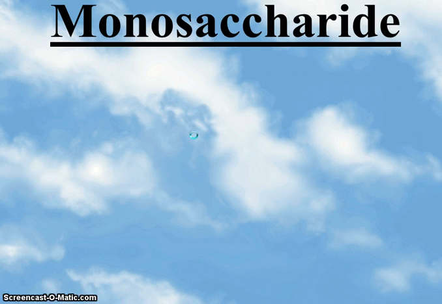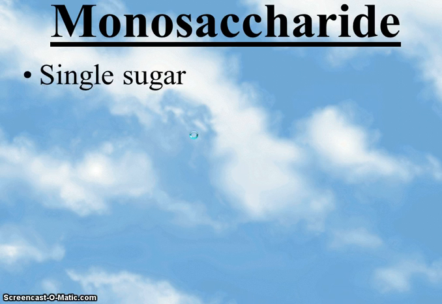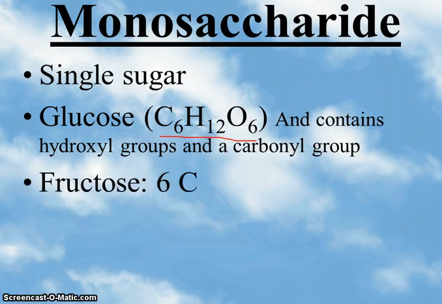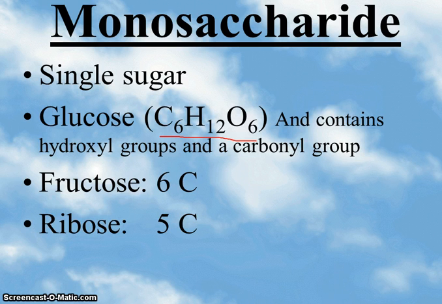Monosaccharide refers to one sugar. Okay, so it is a simple carbohydrate. It's a single sugar. Now, the chemical formula is C6H12O6, and that is for glucose. We also have fructose, which is a 6-carbon sugar, called a hexose. We also have ribose and deoxyribose, which are our 5-carbon sugars, called pentoses. Those typically are the most common.